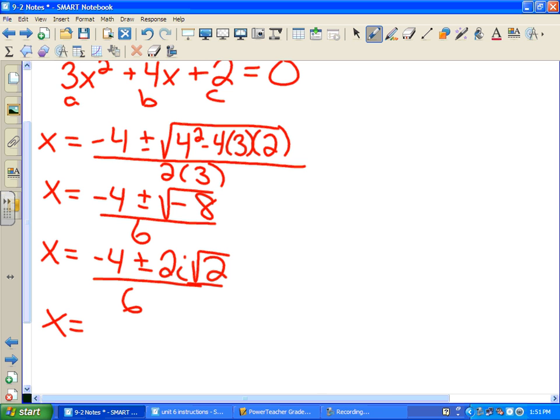x equals, can I divide all these by something? 2. So negative 2 plus or minus i radical 2 over 3.